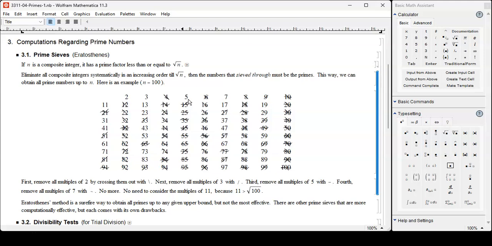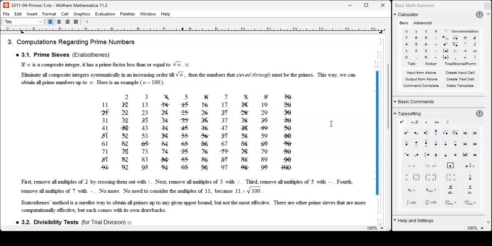Go to 5 and cross out all the multiples of 5, all the numbers that end with 5 or 0. 6 is already out. Go to 7 and cross out all the multiples of 7. And then 8, 9, 10 are all out, and that's it. We don't have to do this anymore because we reached the square root of 100. That's a magic number, the square root of n. We'll prove it, of course.